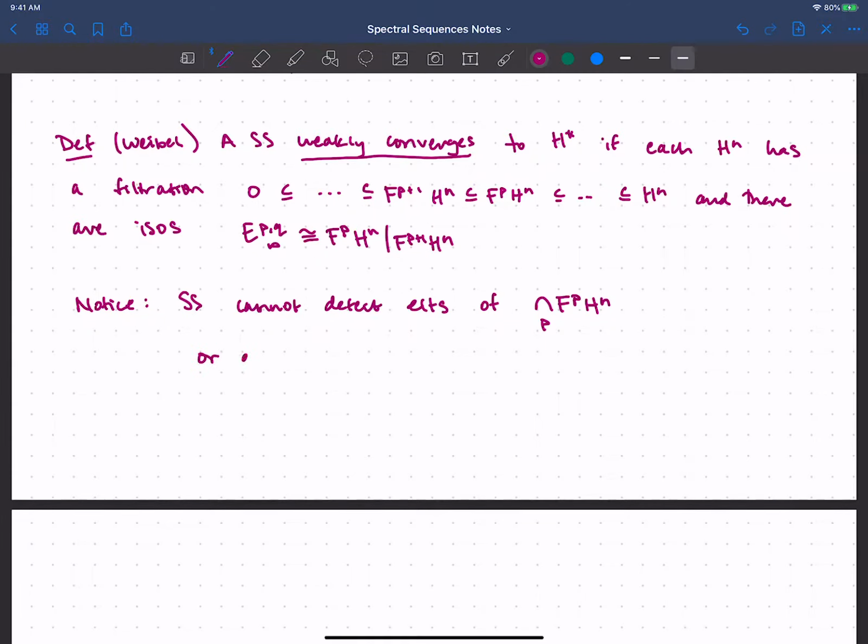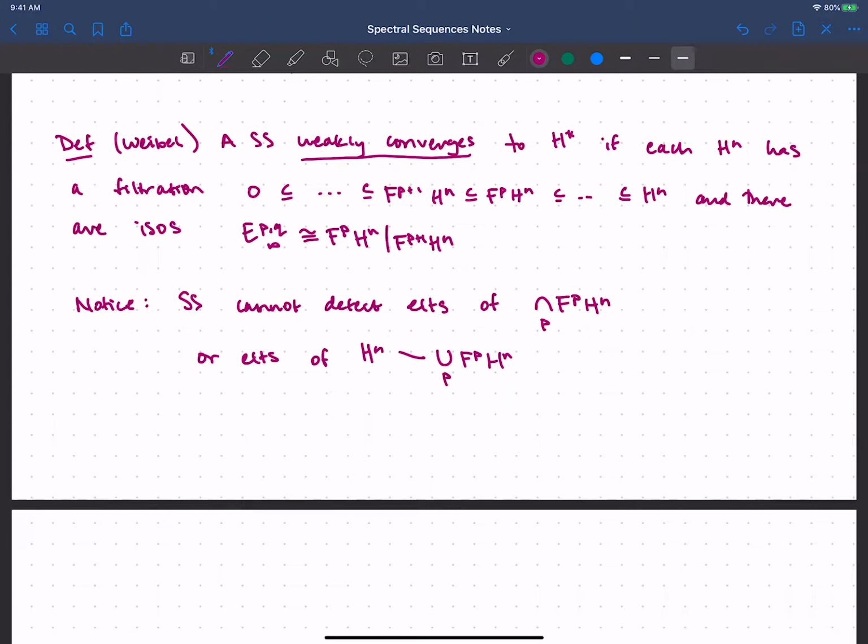And I also can't detect elements of Hn that aren't in the union of these filtered pieces. Okay, that sort of, to me, seems weird, but of course, just because I have this sequence of filtered pieces, do I really know that I get all of Hn, in some sense, eventually when I take this union?